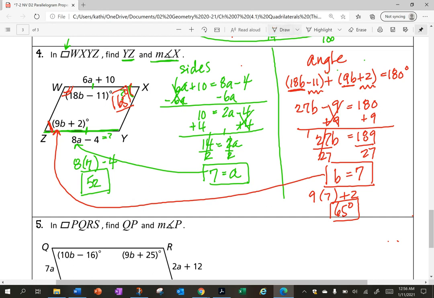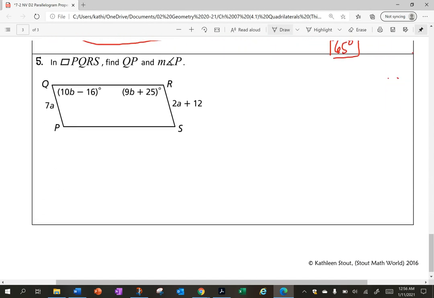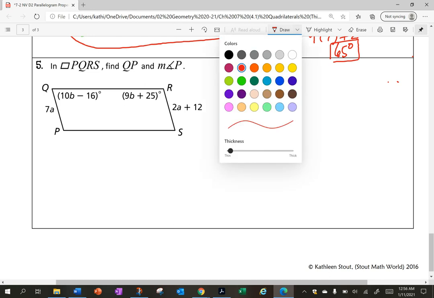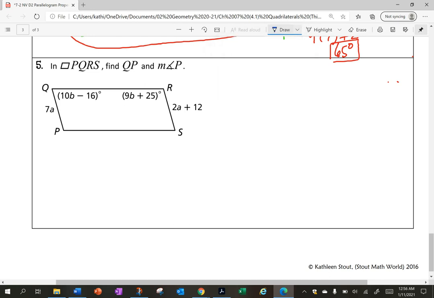All right, can you pause the video and do number 5 and see how you do? All right, let's check. How did you do? In quadrilateral PQRS, find the distance from P to Q. And the measure of angle P.